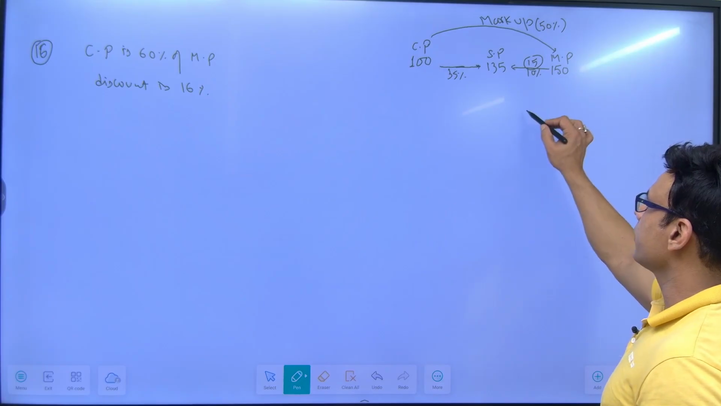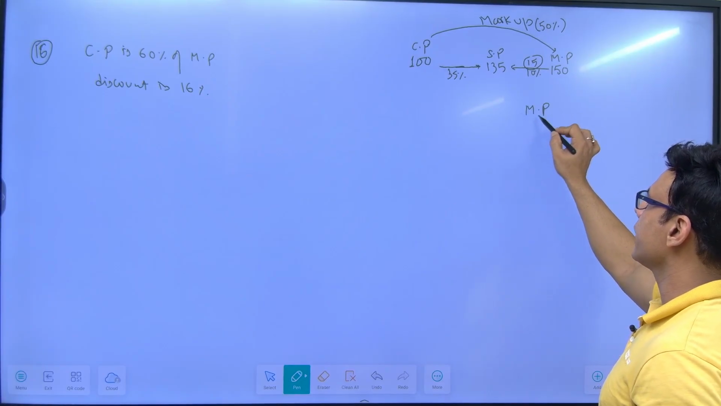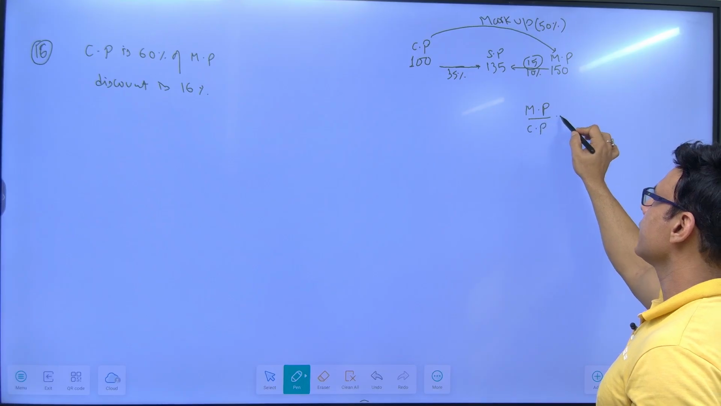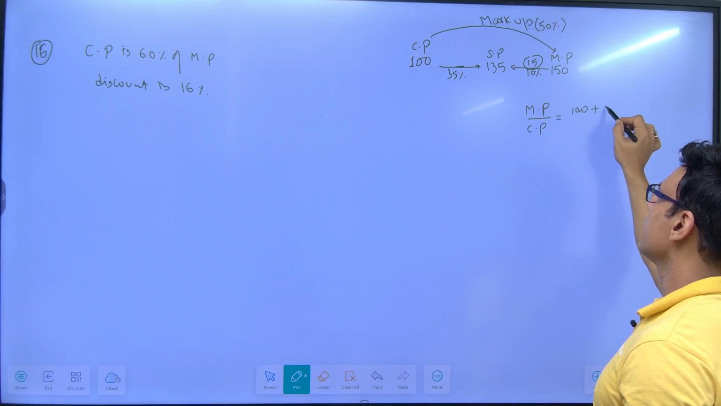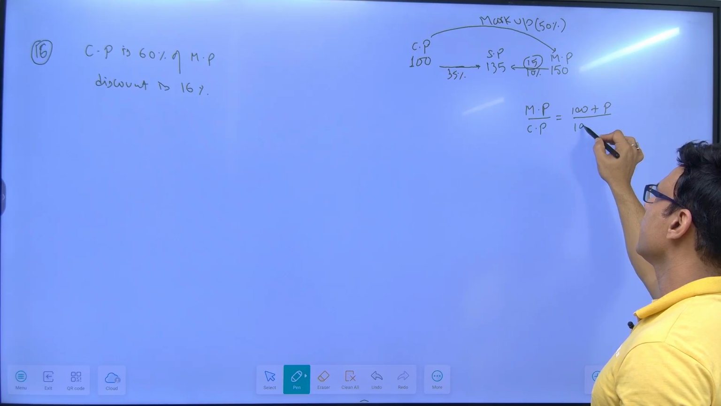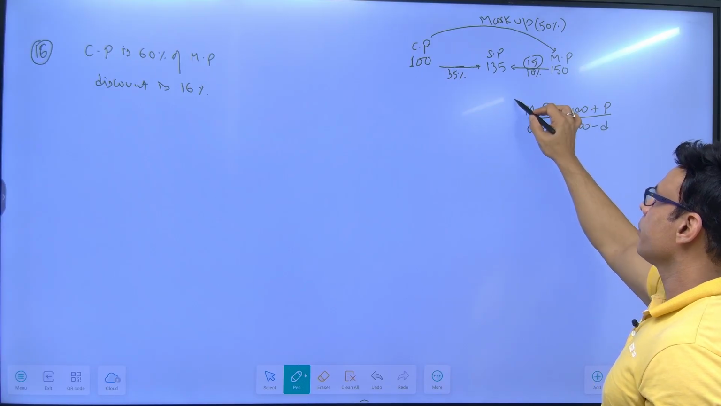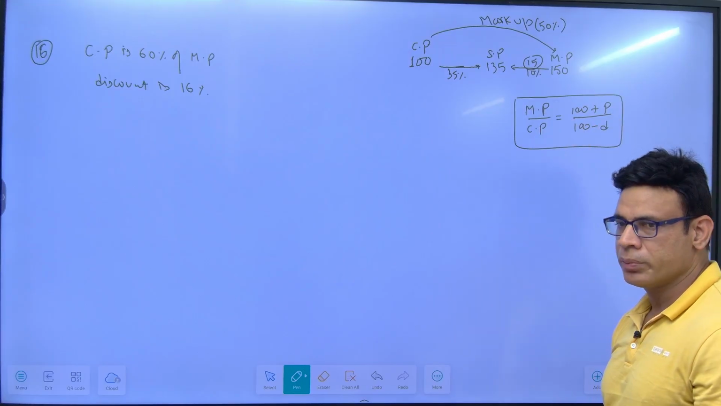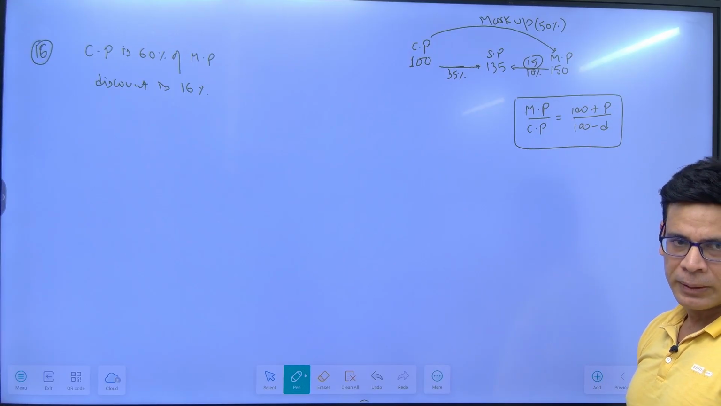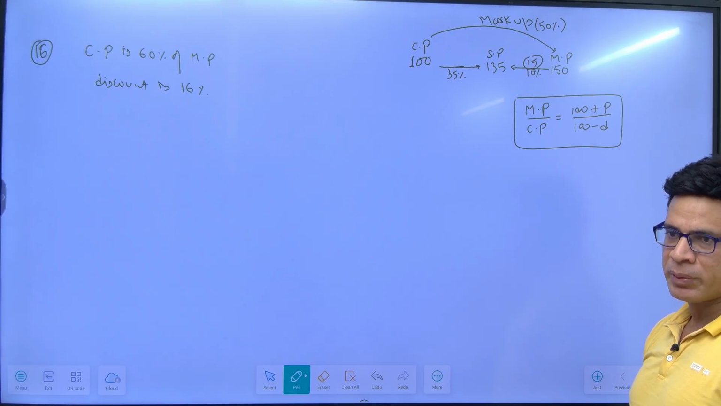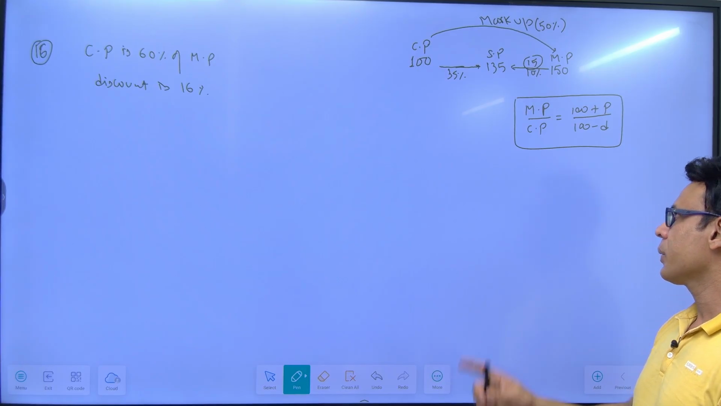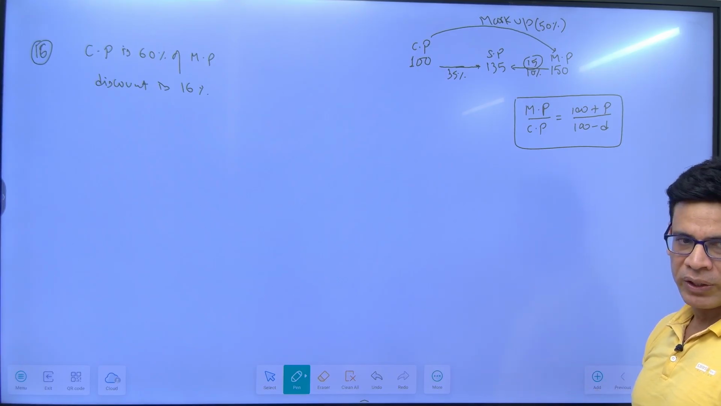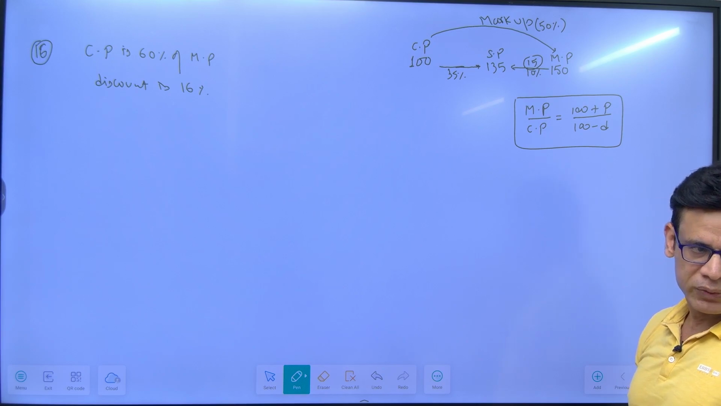There is a relation between this: mark price over cost price is equal to 100 plus P over 100 minus D, where P stands for profit percentage and D stands for discount percentage. Now that question I can solve by using this formula. If I know this formula, then I can directly apply it.